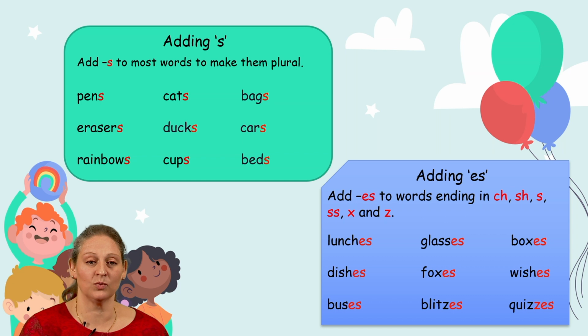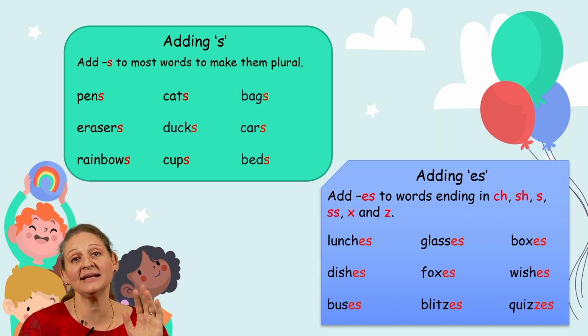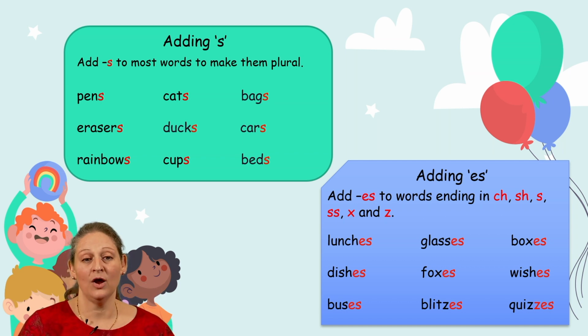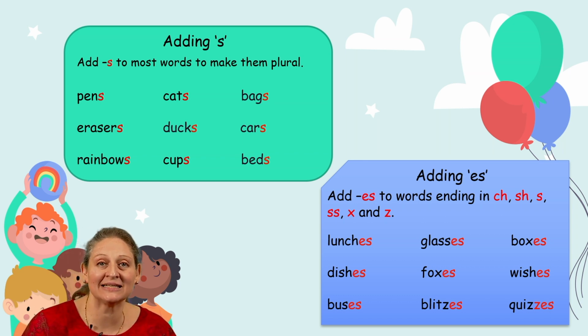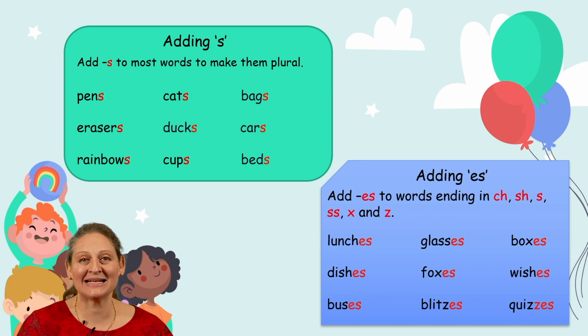Okay, look at these words one more time. Most words we add S to make them plural. But some words we add ES, words ending in CH, SH, S, double S, X and Z. Most of the time, we can hear the sound difference. When we add S, it says S. When we add ES, it says ES. Okay? Pens, cats, bags, erasers, ducks, cars, rainbows, cups, beds.